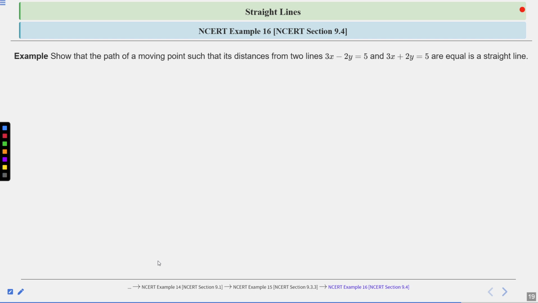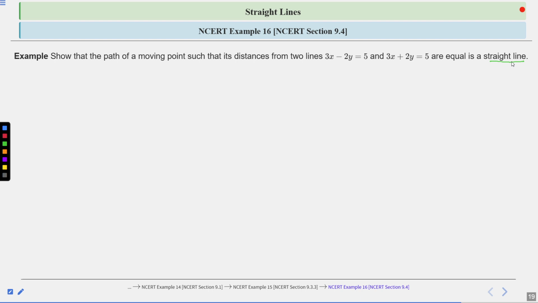So in this example, what we have to do? First of all, see this. We have to show that the path of a moving point such that its distances from two lines 3x minus 2y equal to 5 and 3x plus 2y equal to 5 are equal is a straight line. Okay, we have to show this.